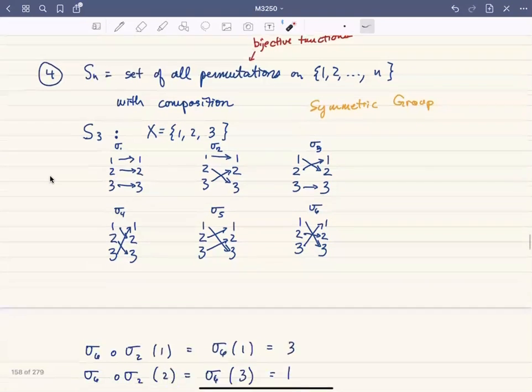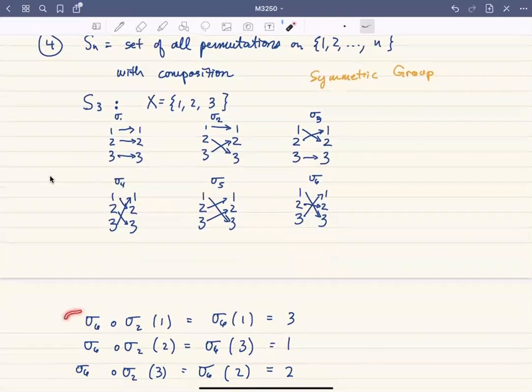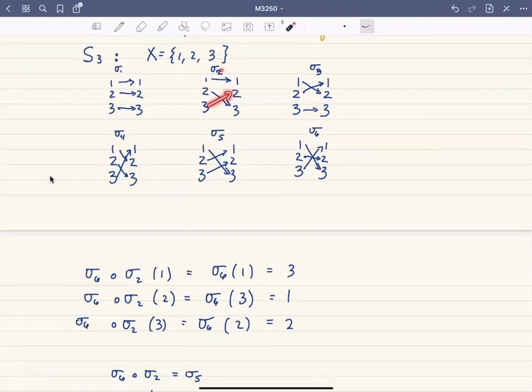So, for example, if you were to take sigma 6 composed with sigma 2, what this would mean is just the normal composition. You would have sigma 6 of sigma 2 of 1. Now, sigma 2 is going to be this function here, so we need to think about where 1 goes. Well, 1 gets mapped to 1, so sigma 2 of 1 is 1. Then sigma 2 of 2: that gets mapped to 3. And finally, 3 gets mapped to 2 in sigma 2, so sigma 2 of 3 is 2.